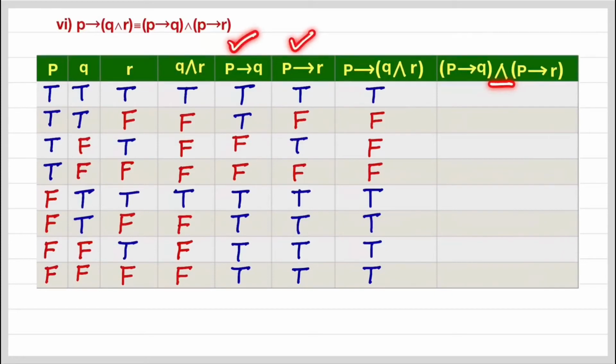Now take the conjunction of these two statements. Conjunction is true when both the statements are true, otherwise it is false. Here the first and last 4 entries are true, therefore their conjunction is true and all other entries are false.